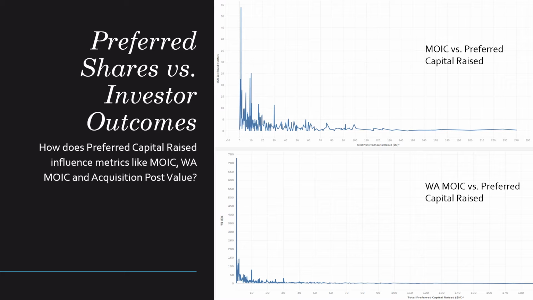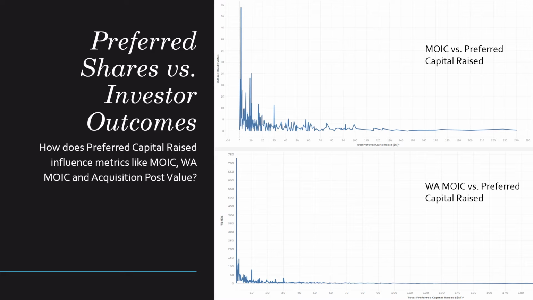Next, we wanted to look at how preferred shares or preferred capital raised influences the multiple on invested capital, or MOIC, and the acquisition post value. In other words, we want to see how our investor outcomes were influenced by preferred shares. On the top chart, multiple on invested capital is being compared to total preferred capital raised, and we can see that while there is a fair amount of variation in the MOIC metric, higher values of preferred shares tend to result in a lower MOIC value. Essentially, more capital raised does not necessarily result in a successful investment.